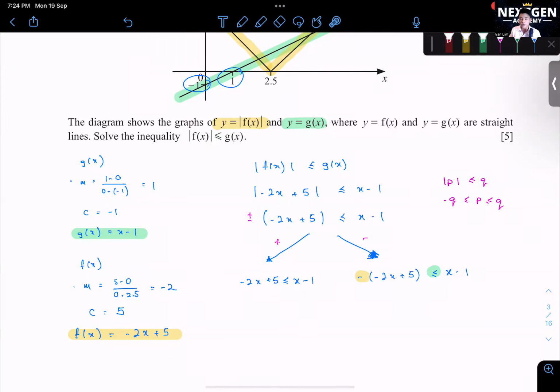So if any of you want to use this method, or you forget whatever method you use in the exam, always remember when you want to do a modulus inequality and the modulus is just one side.